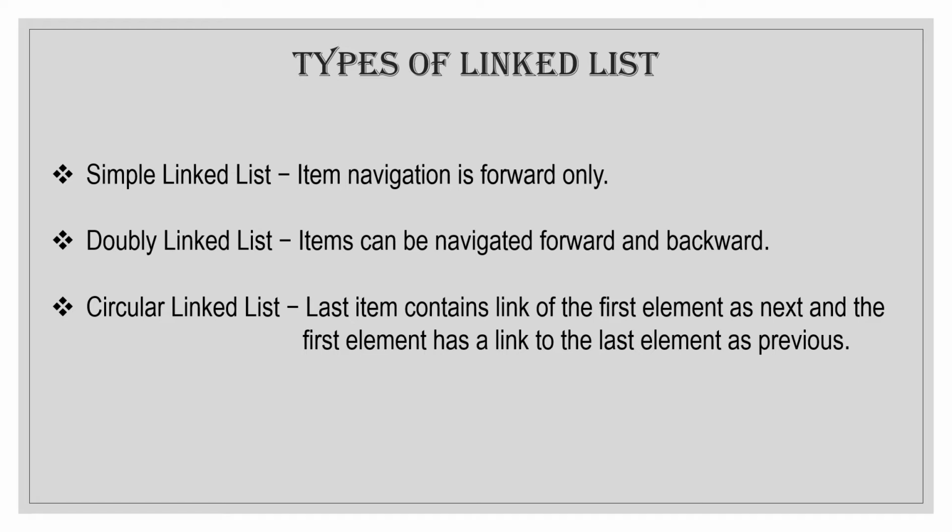The next one is the circular linked list. A circular linked list is a variation of the linked list in which the last element is linked to the first element. This forms a circular loop. A circular linked list can be either a single linked list or a double linked list. For a single linked list, the next pointer of the last item points to the first item. In a double linked list, the previous pointer of the first item points to the last item as well.